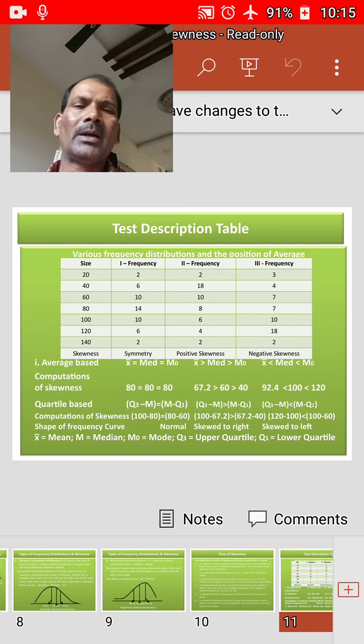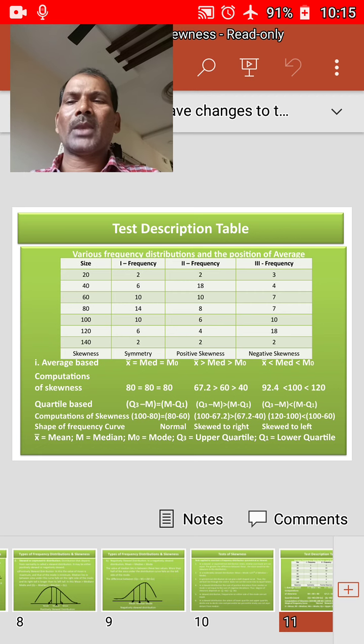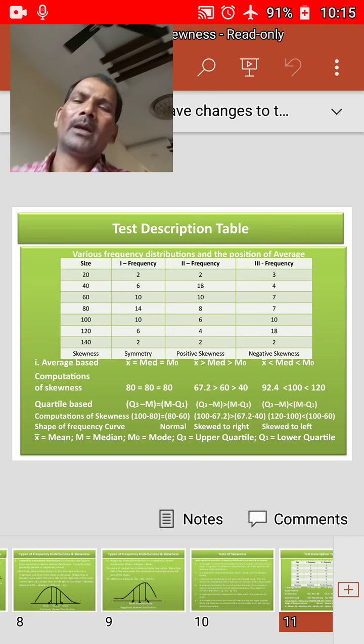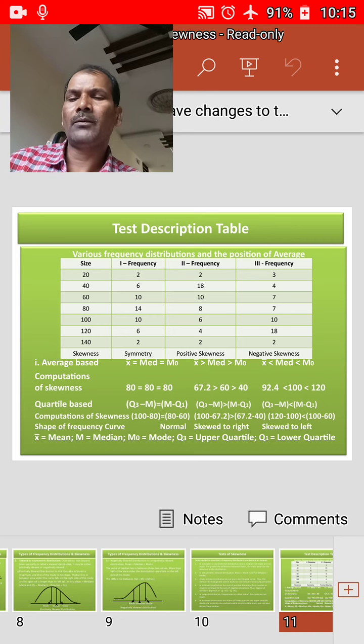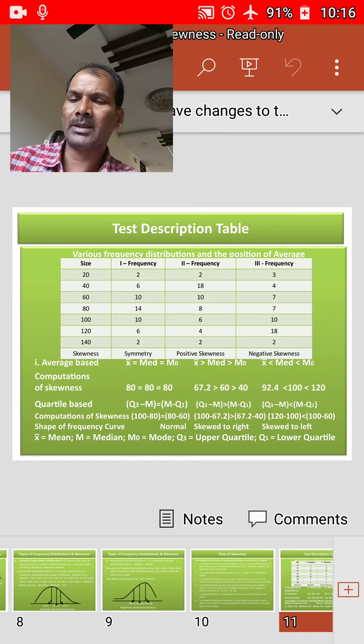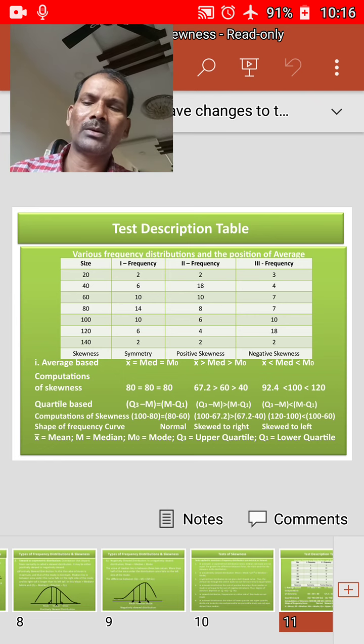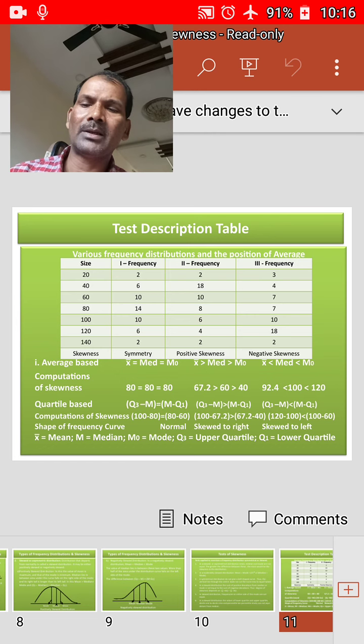Whereas in the second frequency, 2, 18, 10, 8, 6, 4, 2 are given. This is positive skewness. In the case of the third frequency, the values 3, 4, 7, 7, 10, 18, 2 are given, and it is negatively skewed. For average-based computations of skewness, x bar is equal to median is equal to mode in the case of a symmetrical distribution.